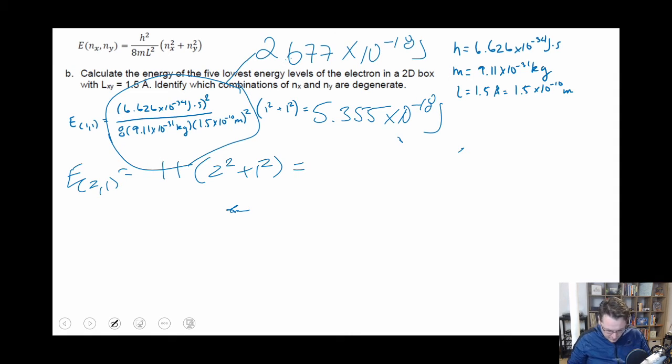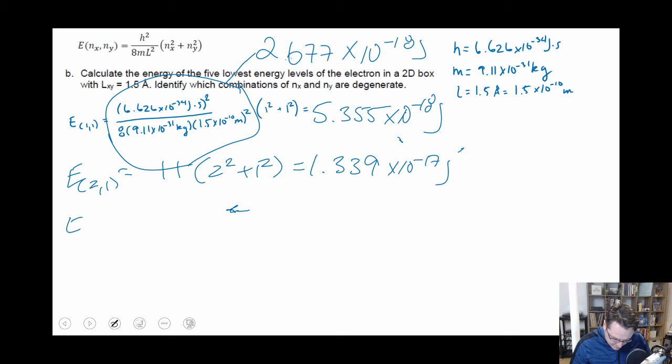So 2.677 times 10 to the negative 18 times 2 squared plus 1 squared comes out to 1.339 times 10 to the negative 17 joules in this case. So that's what I got, and yep, that matches essentially what I have in the key.